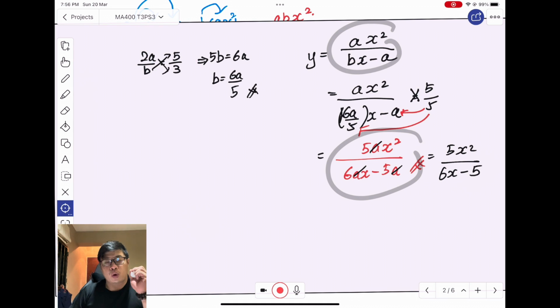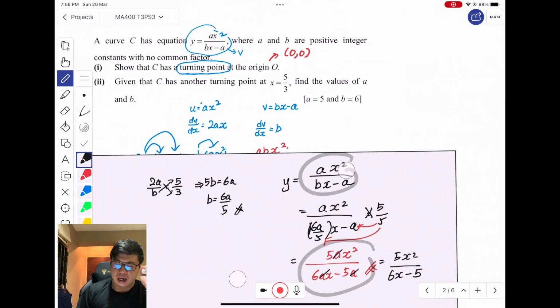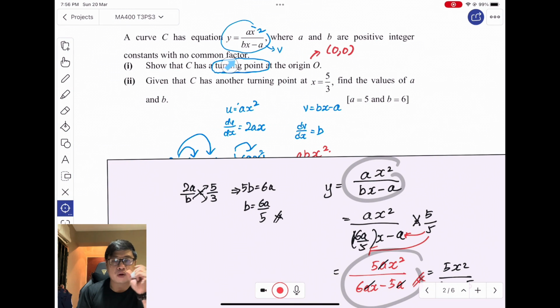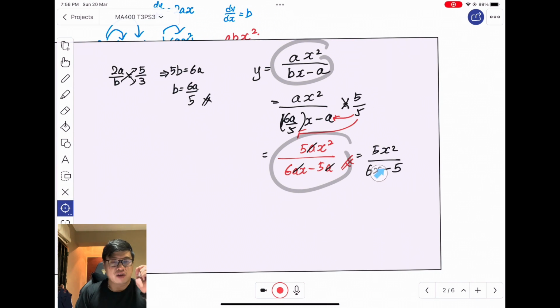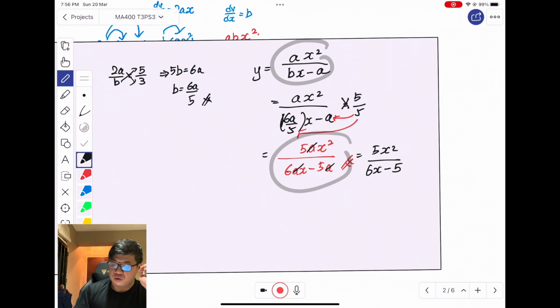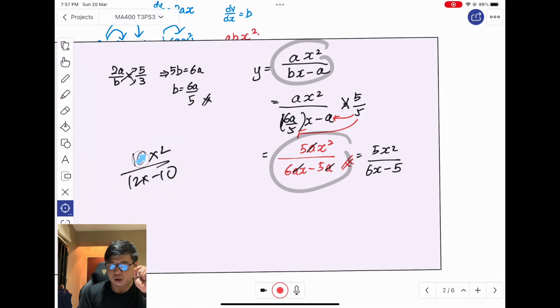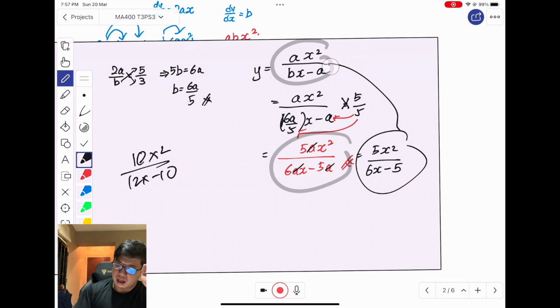We note that in the question, they have stated that a and b are positive constants with no other common factor. So we are very sure that when I observe these 5 and 6, they have no common factor. If you get something like 10x² over 12x minus 10, then these are terms with common factors, right? So here we can conclude, just by comparing the coefficients, that a is equal to 5 and b is equal to 6. So that's how you can handle this question. Thank you.